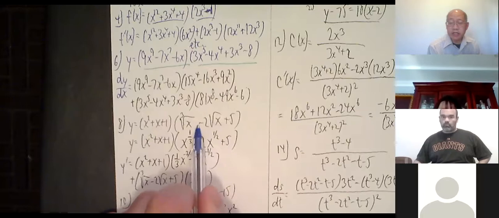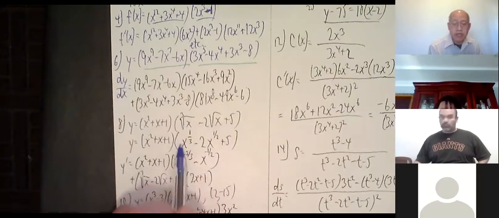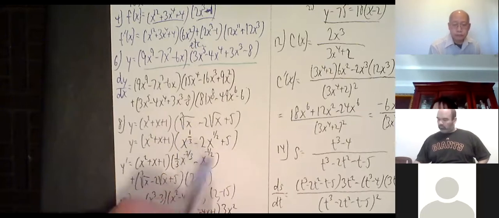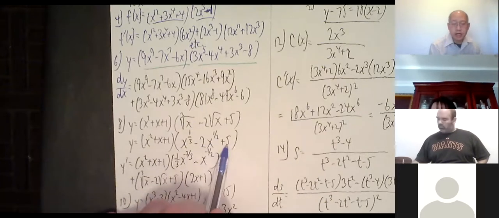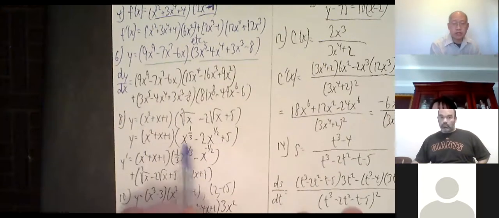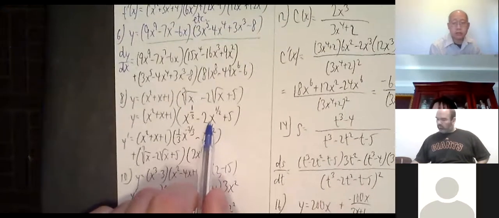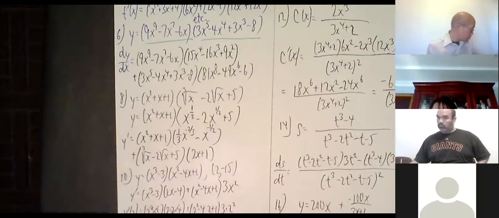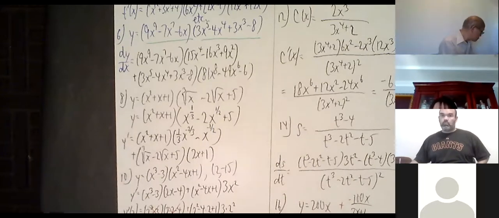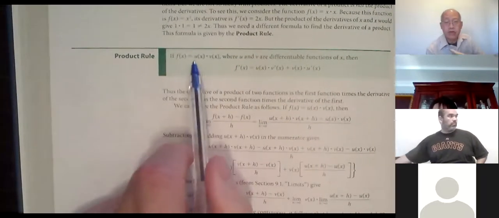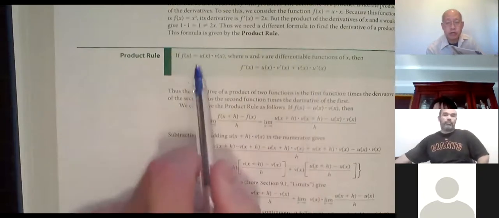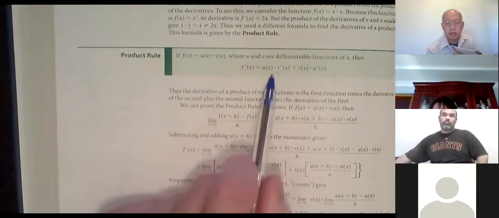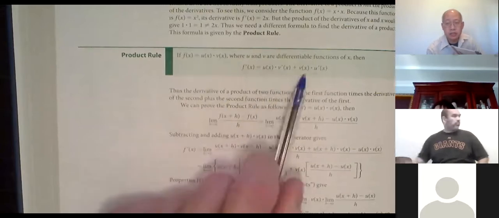I need to write this as fractional exponents. So cube root of x means x to the 1/3 power minus 2 x to the 1/2 plus 5. Okay, so now this is my first function. This is my second function. All right, so we're doing this new product rule. Again, we have u times v, u v prime plus v u prime. In words, first function times the derivative of the second plus second function times the derivative of the first.